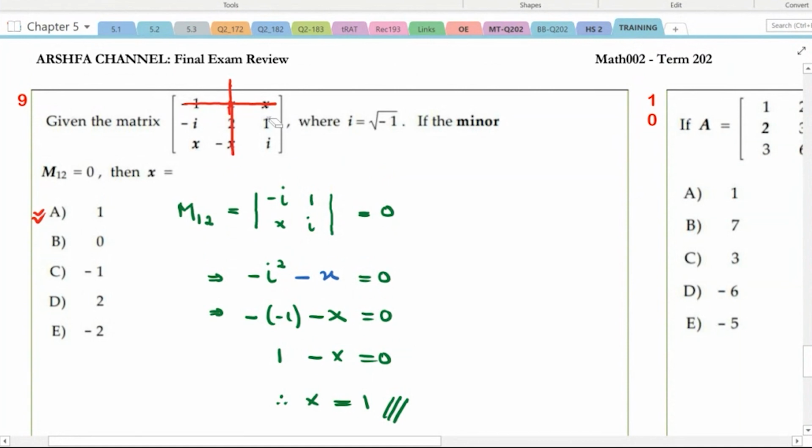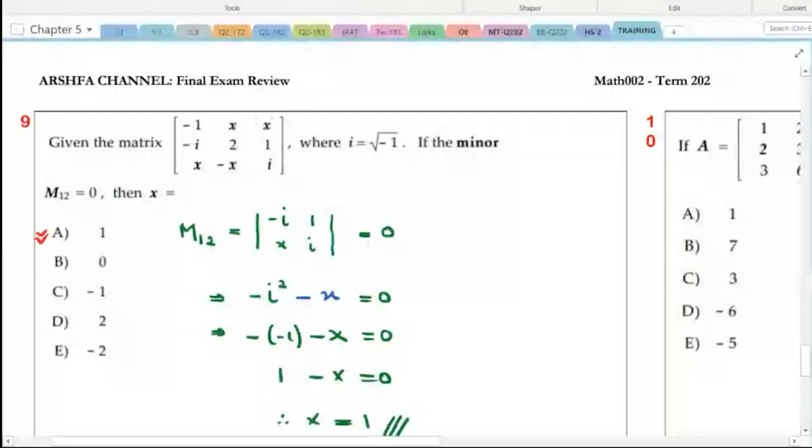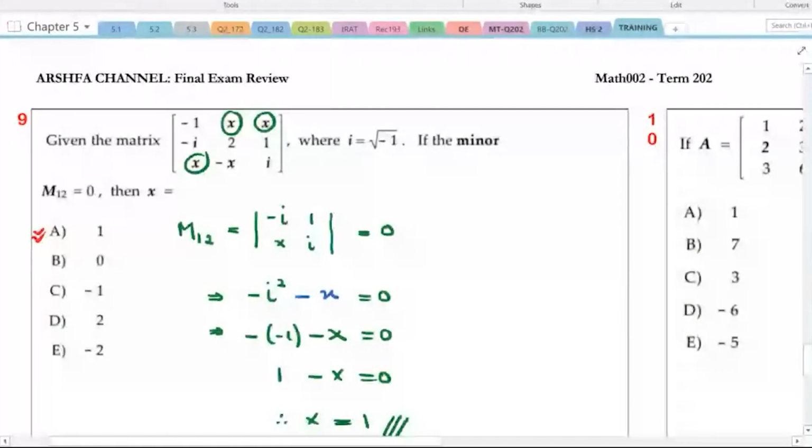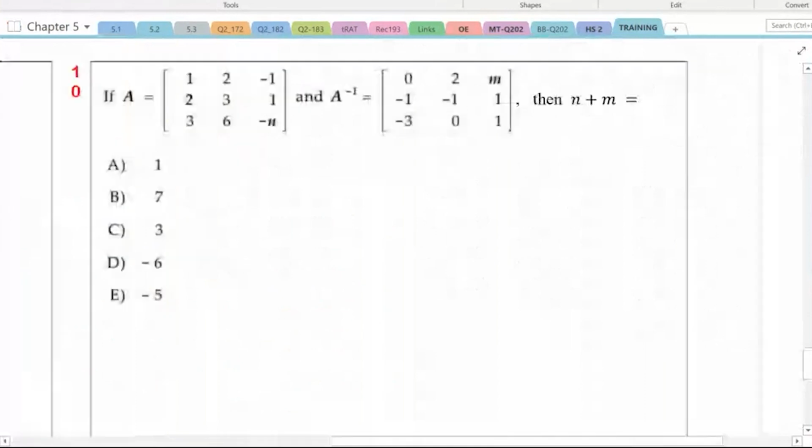Ordinarily, gentlemen, sometimes the question can also ask for the minor. But here, because we have x here, we have x here, and we have x here, I can maybe change this one to a number, let's say 4. I can say, what is the minor of element 4? That is the same as M12. So let us continue, gentlemen.